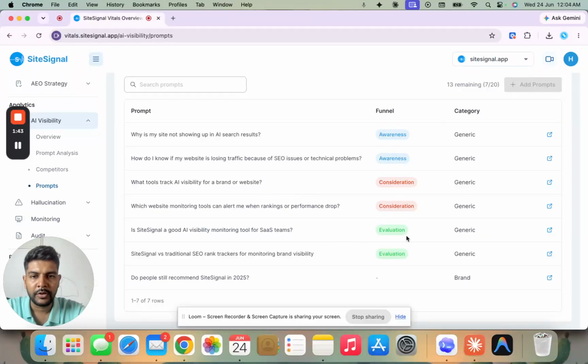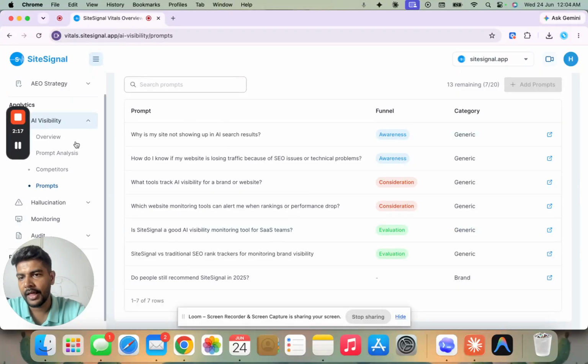Here, you will be able to go to Search Console, go to Reddit or any other forum and find out what people are searching about your domain, your website or your industry, and put it here and then start monitoring. You need to categorize it, better in awareness, consideration, and evaluation. I will let you know why in the next step. And then you have the brand related prompt, that is to give you the sentiment, whether you have a positive sentiment or a negative sentiment.